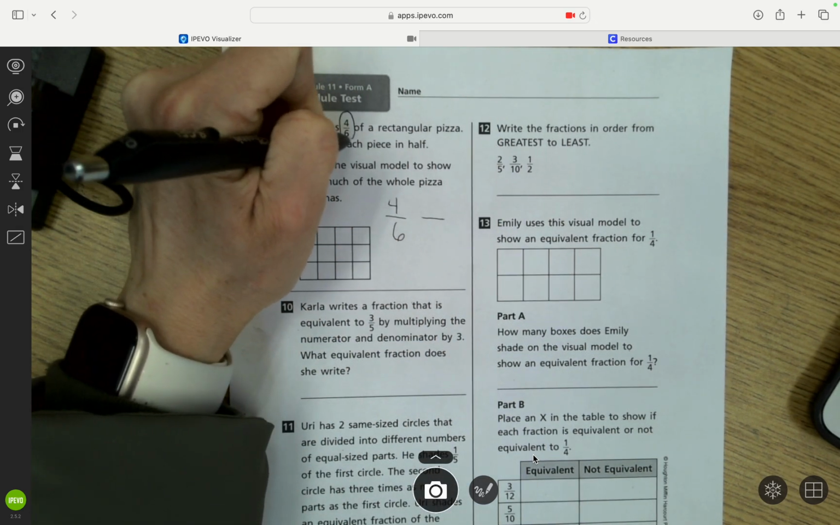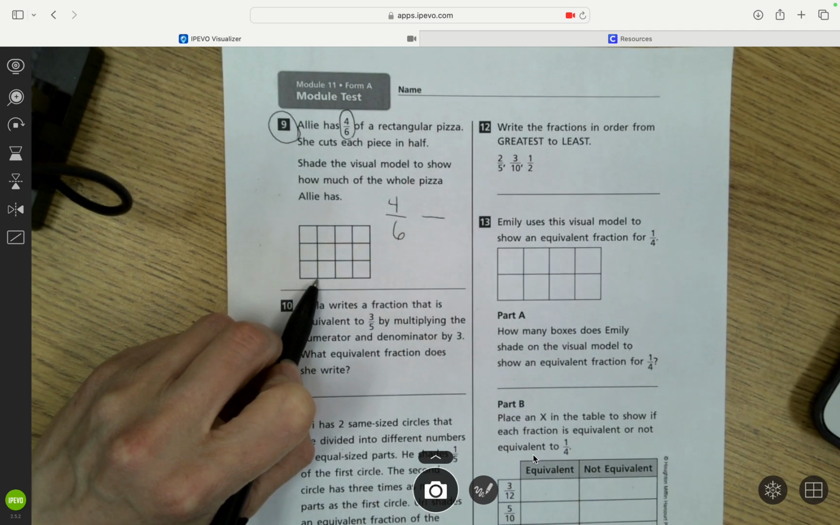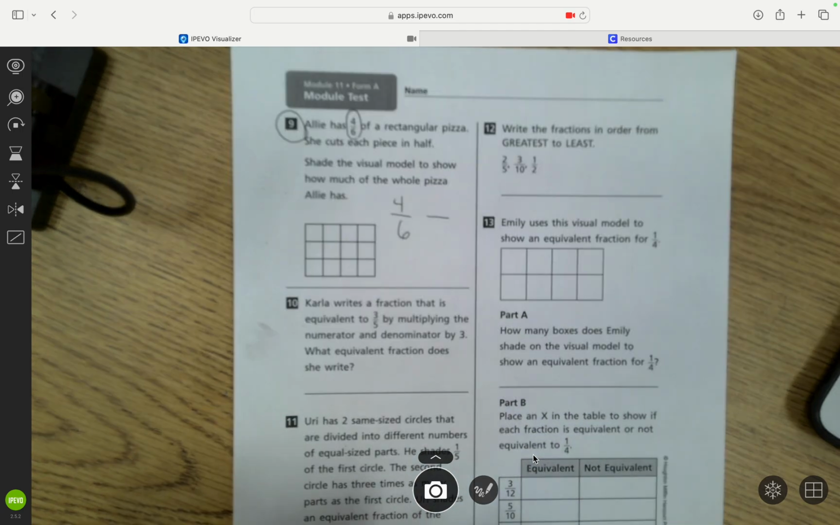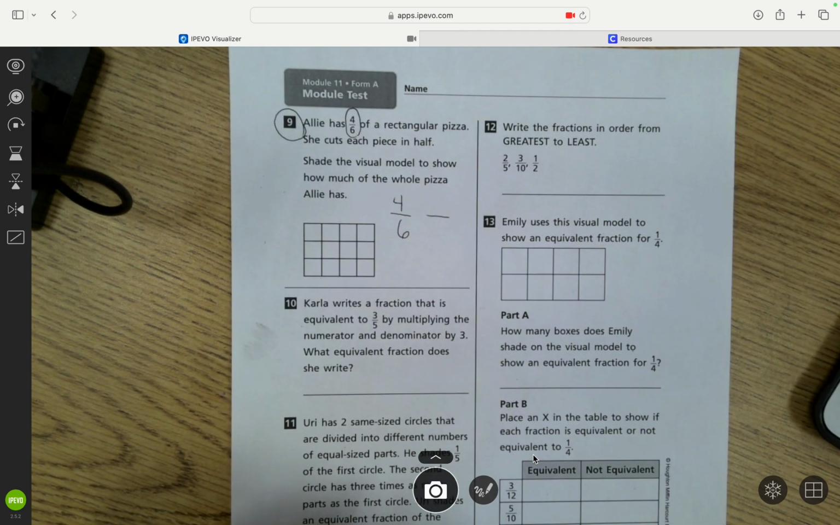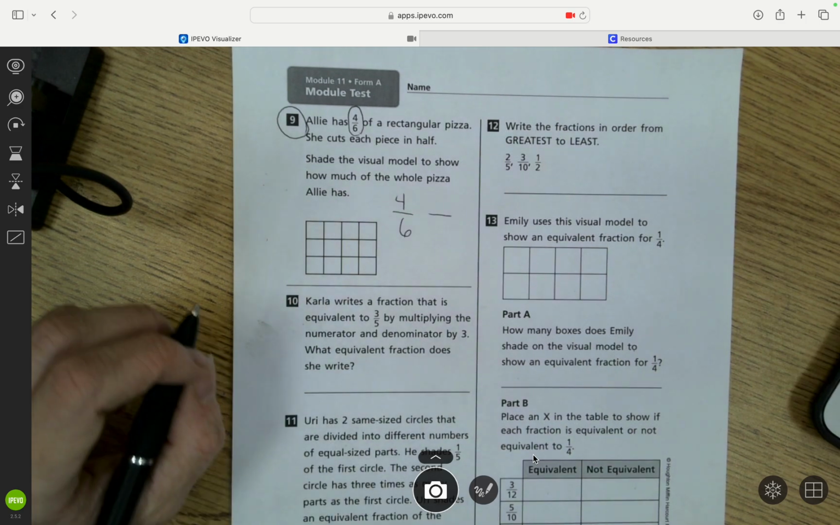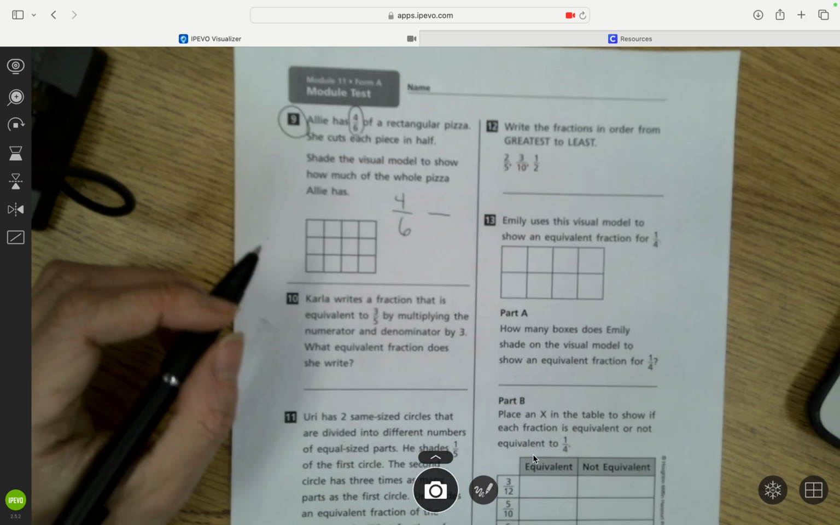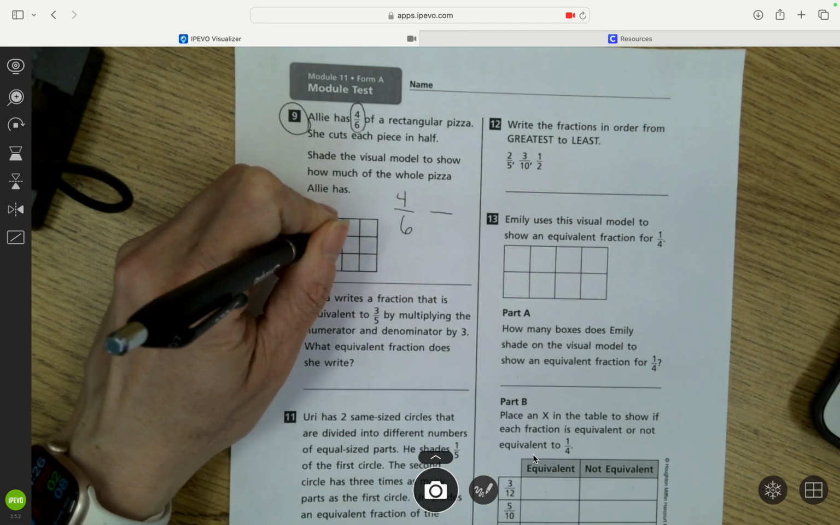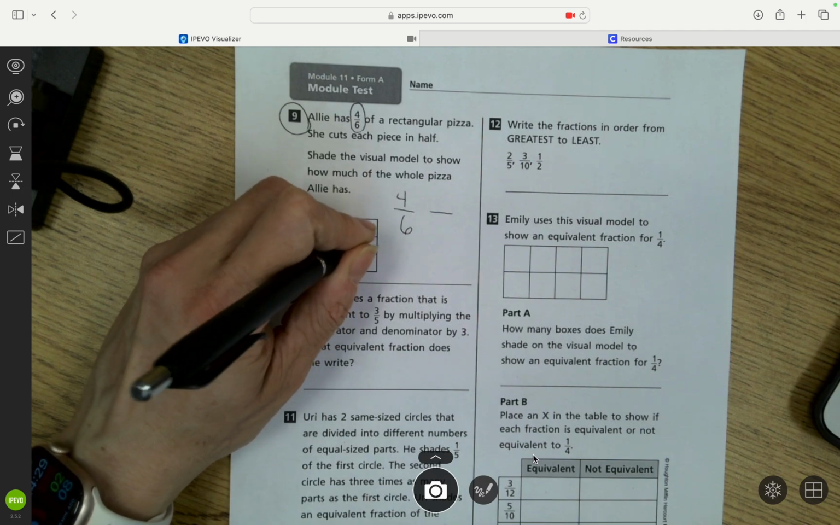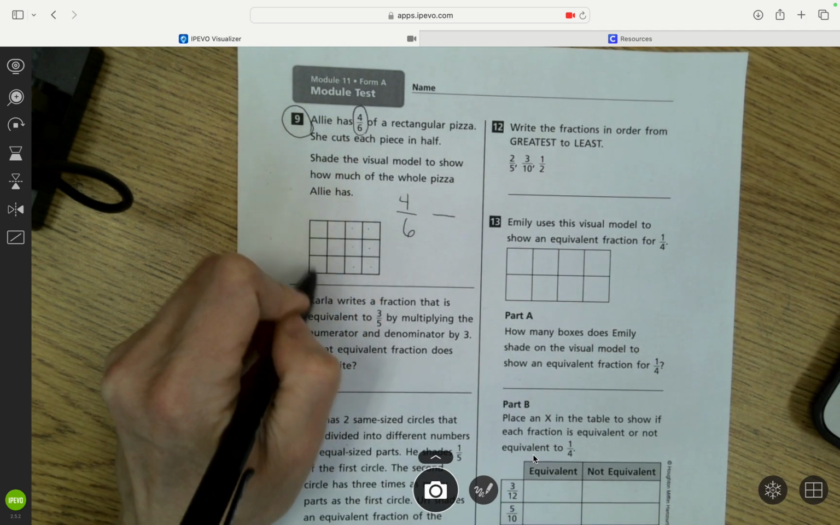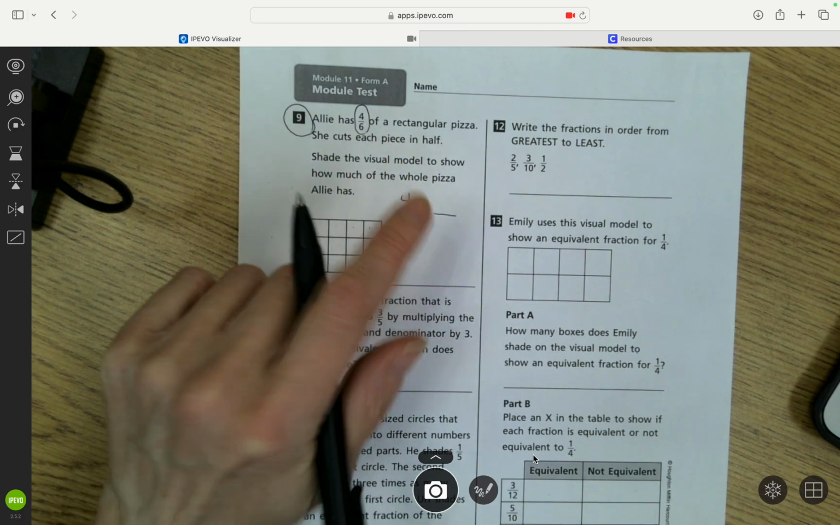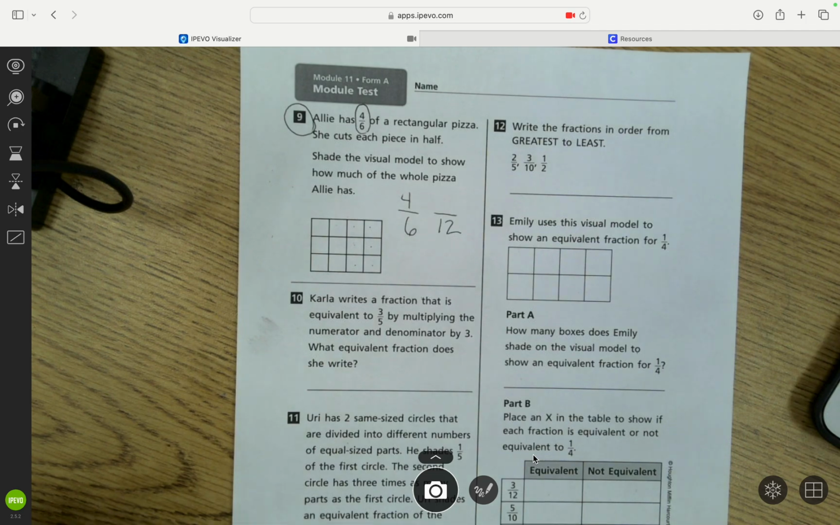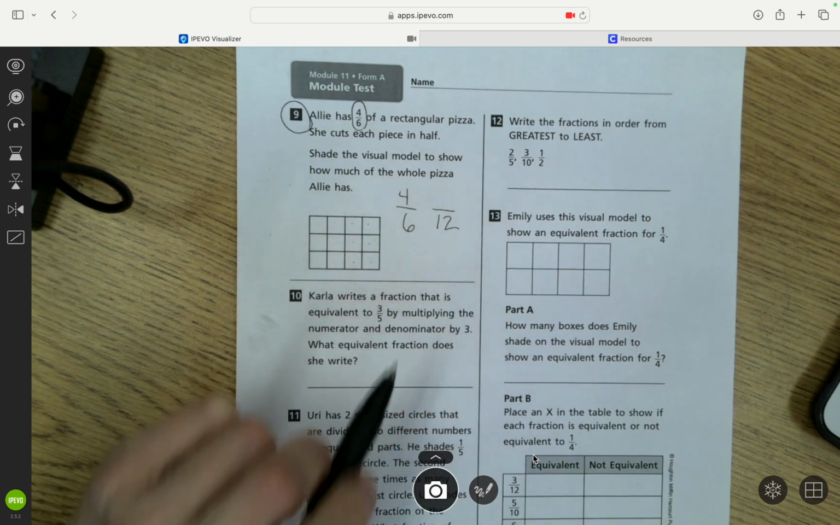So I got my 4/6 from here. Then this is a picture of after she cut each piece in half. So let's count how many pieces are in this visual. We have 1, 2, 3, 4, 5, 6, 7, 8, 9, 10, 11, 12 pieces. That represents our whole. So we're going to put 4/6, and then we're going to make another fraction, and we're going to put 12 in the denominator, the bottom, representing the whole.